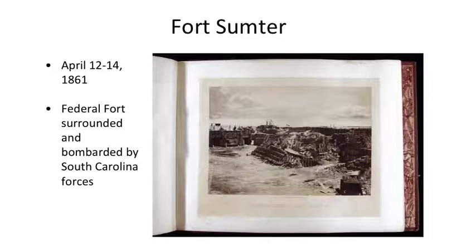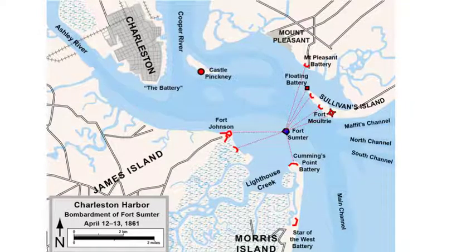And on the next slide, we'll see a map, so you have an idea of where Fort Sumter was. And so here you can see that it's right out in the middle of a waterway, surrounded by all these Confederate bombardment points where they can bombard the fort and really stop any vessels from coming in or out to supply Fort Sumter.